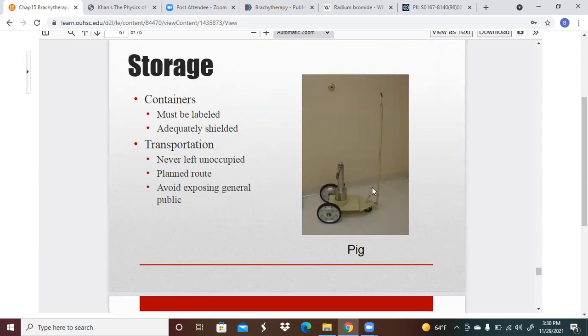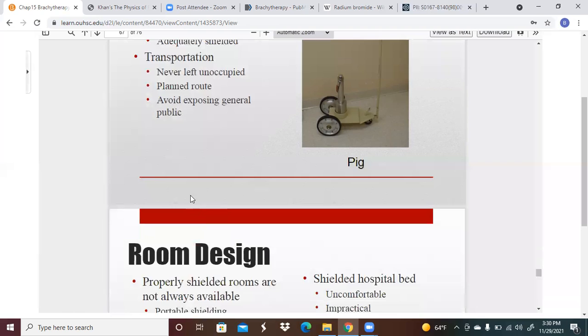You've got a pig. Doesn't look like a pig, does it? But that's what it's called. It's a pig. Should be labeled, shielded, never left unoccupied in transportation. Know what the route is so you know where it should be going. And you should avoid exposing the general public with this.